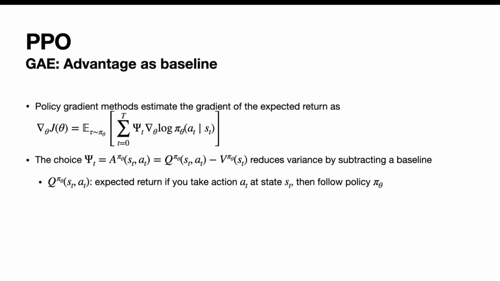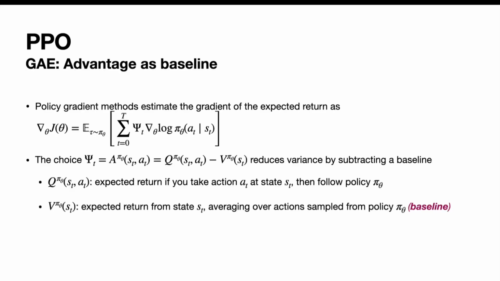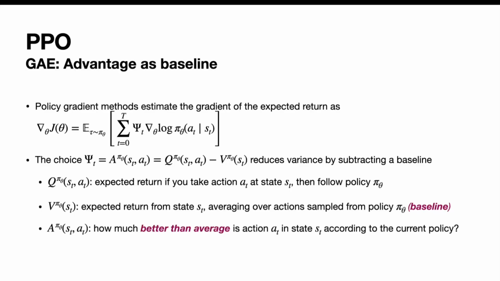Here, Q πθ of ST, AT is the expected return if we take action AT at state ST and then continue following policy πθ. V πθ of ST is the expected return from state ST, averaging over actions sampled from policy πθ. So the value function acts as a baseline. Therefore, the advantage tells us how much better than average is action AT in state ST according to the current policy.